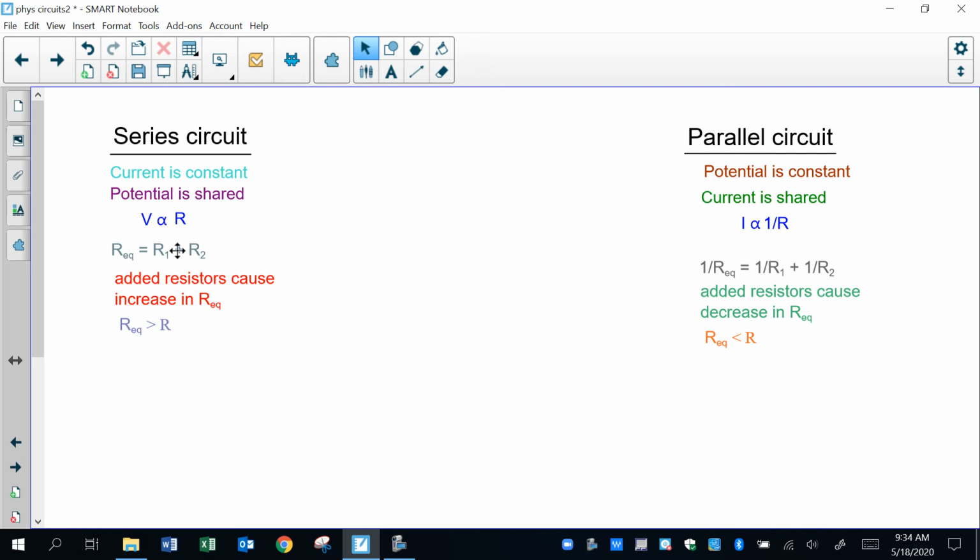It's easy. You add them up. Quite literally add them up. Think about it. You have one path. Every charge has to go through the whole path. So it has to go through the first resistor, then it's got to go through the second one, and you quite literally add them all up. Added resistors cause an increase in resistance. I can see that right there, very easy, which means that my total resistance will always be greater than any individual one. Series is really easy in that sense.